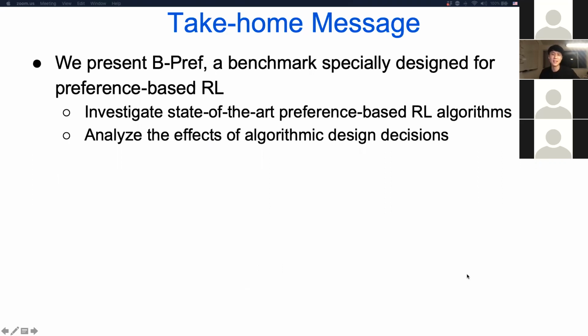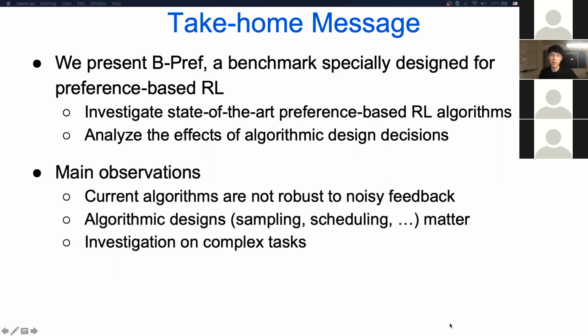Okay. So here is the take-home message from the second paper. In this paper, we present a benchmark designed for preference-based reinforcement learning. And even though I skipped many things in this presentation, there are more contents, like benchmarking existing methods and analyzing the effects of algorithmic design choices, in the paper. So please check out the paper if you are interested in such results.